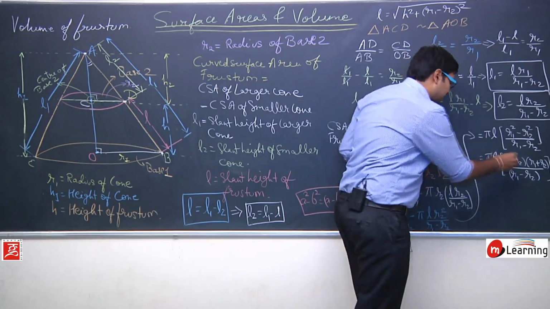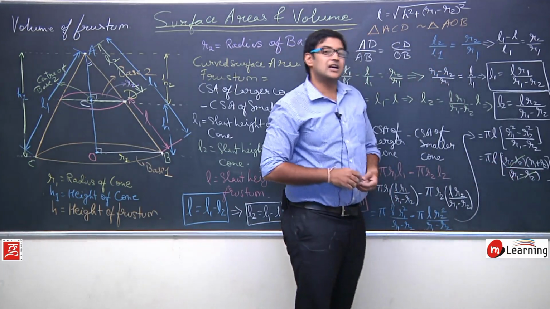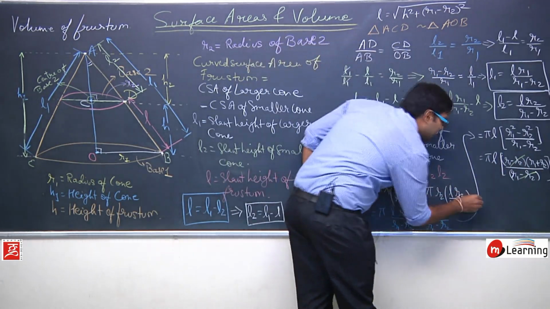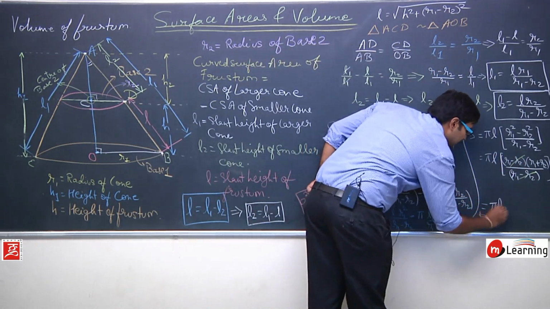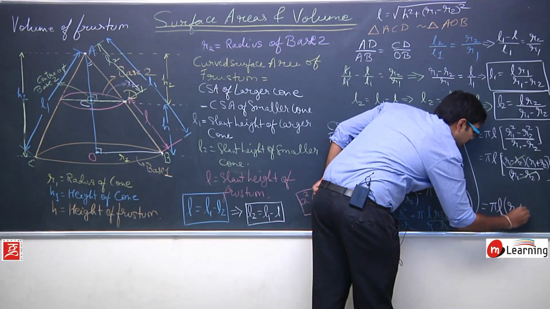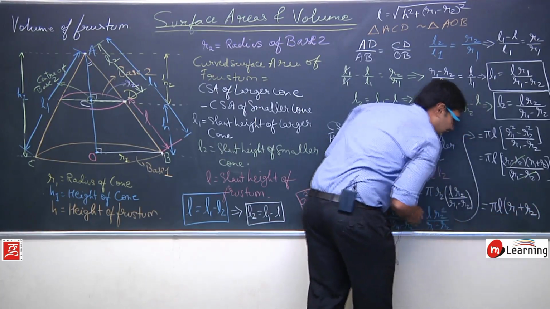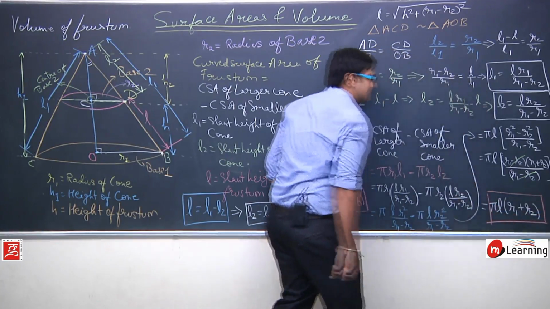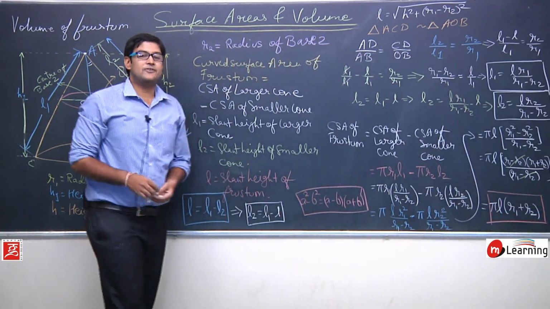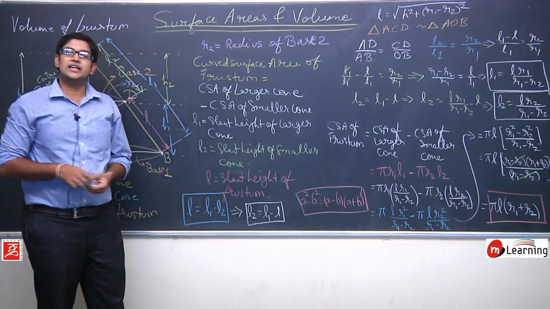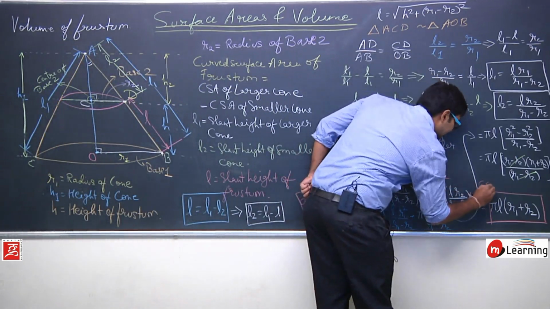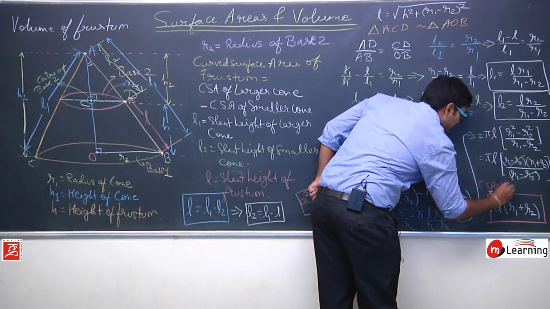Cancelling R1 minus R2 from the numerator and denominator, finally you will be left with pi times L times (R1 plus R2), and this pi L (R1 plus R2) represents the curved surface area of the frustum. This value represents the CSA of the frustum.